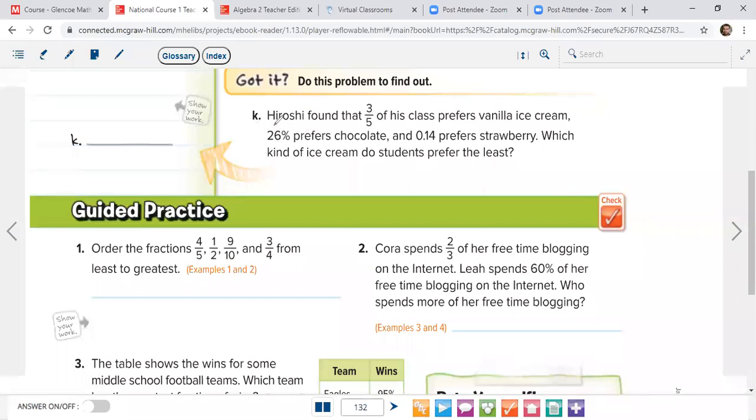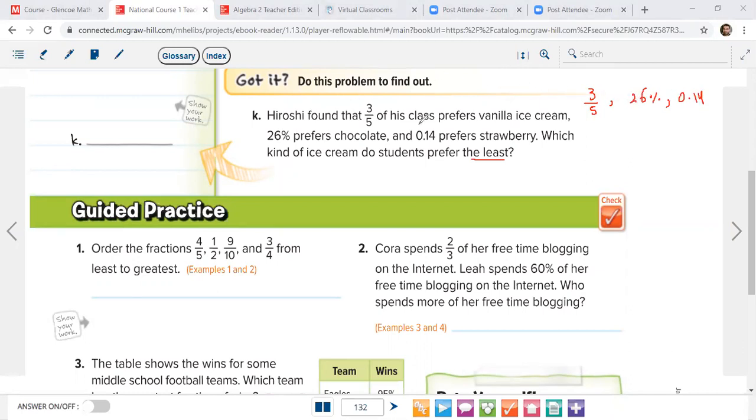Another problem. Hiroshi found that 3 over 5 of his class prefers vanilla ice cream. 26% prefers chocolate and 0.14 prefers strawberry. Which kind of ice cream do students prefer the least? The least. So it's clear that we have three numbers. One is a fraction, one is a percent, and the other is a decimal. So we have 3 over 5, and we have also 26%, and we have 0.14.